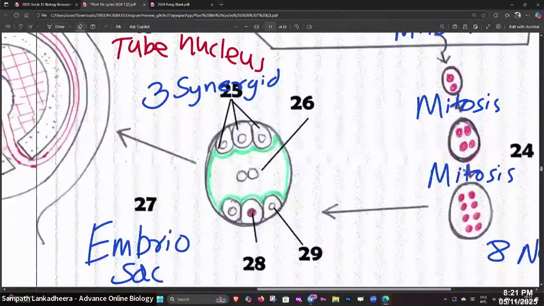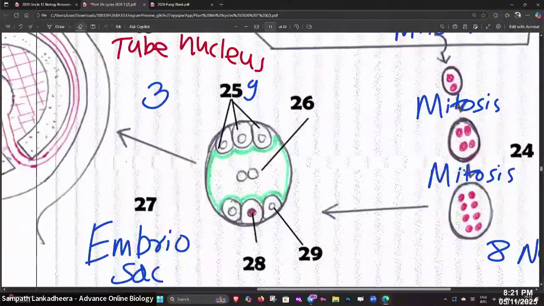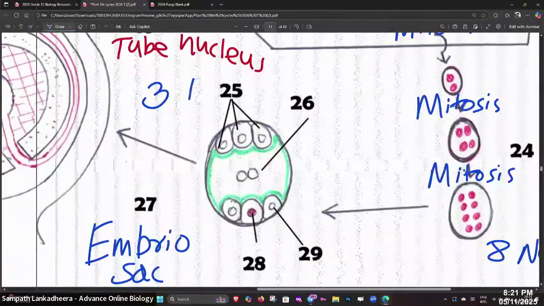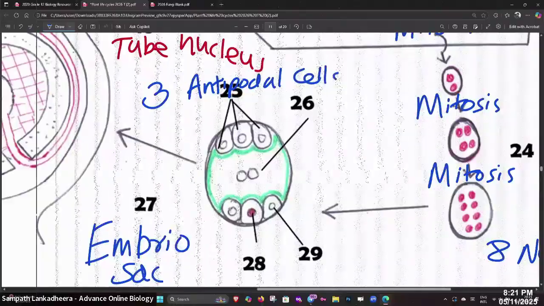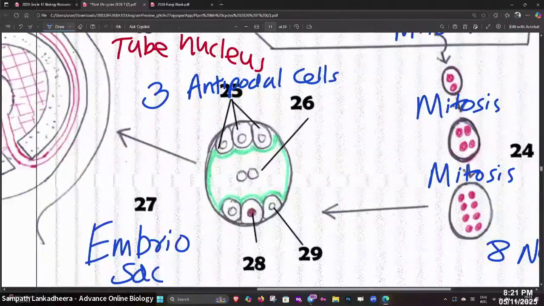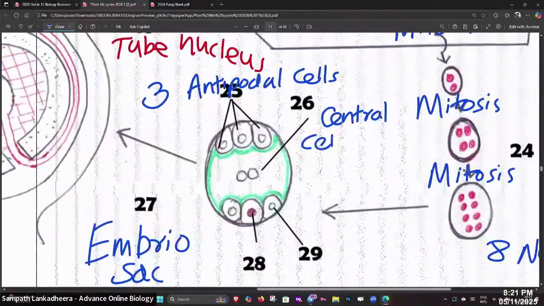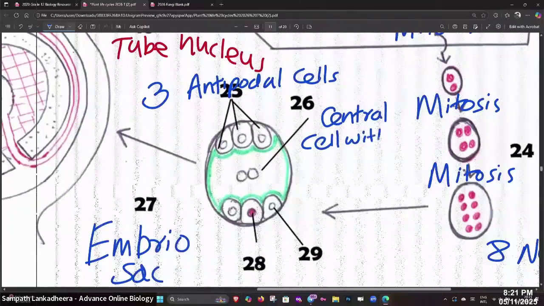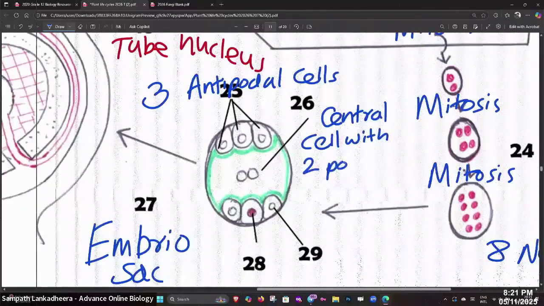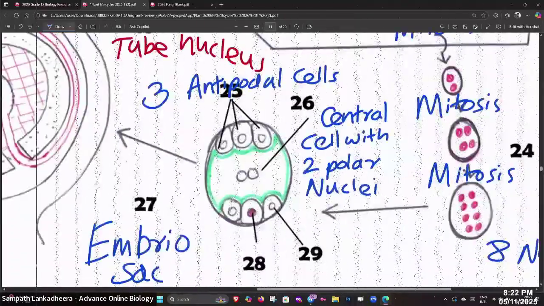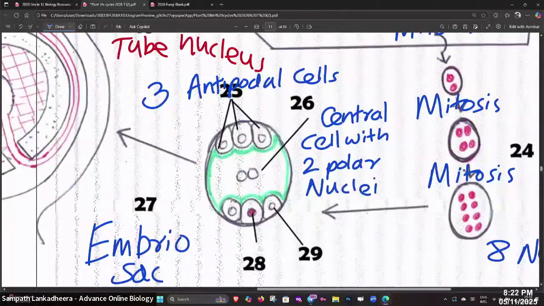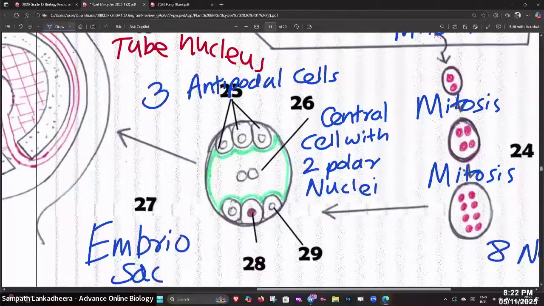Sorry, I'm wrong. Three antipodal cells. Number 26 is the central cell with two polar nuclei. Two polar nuclei. Number 29 is the synergid.